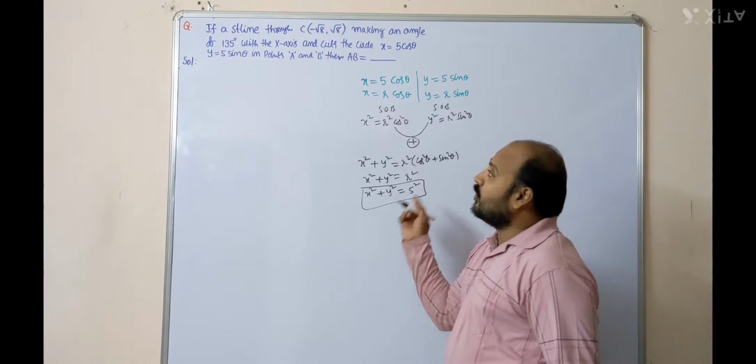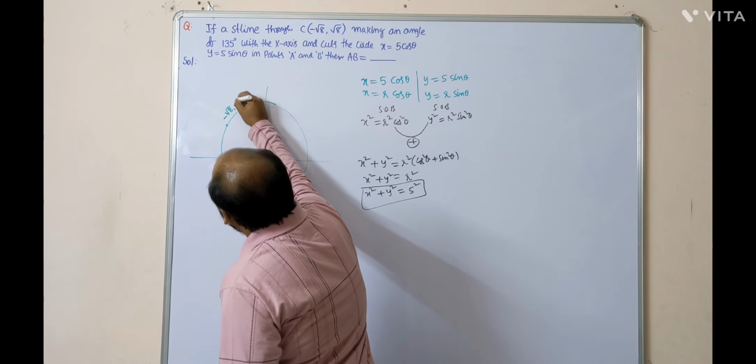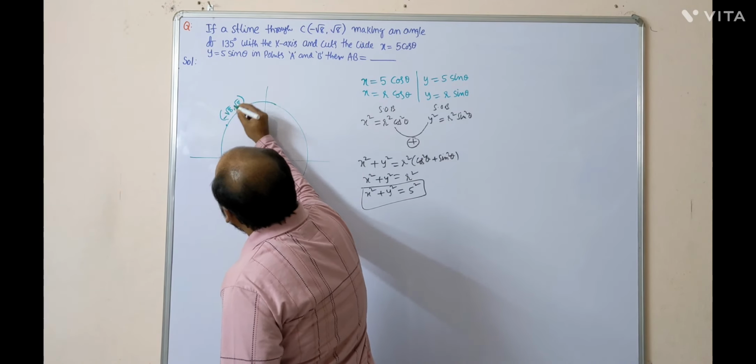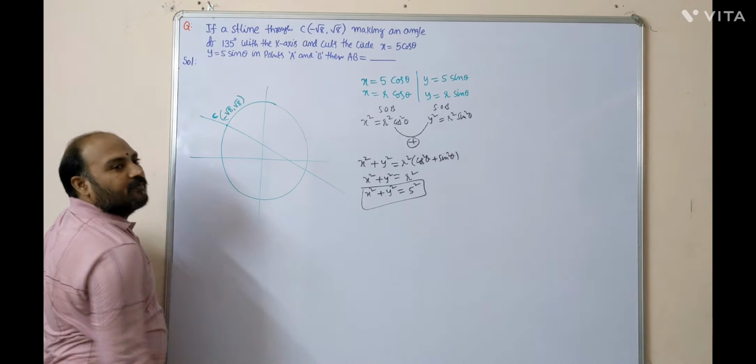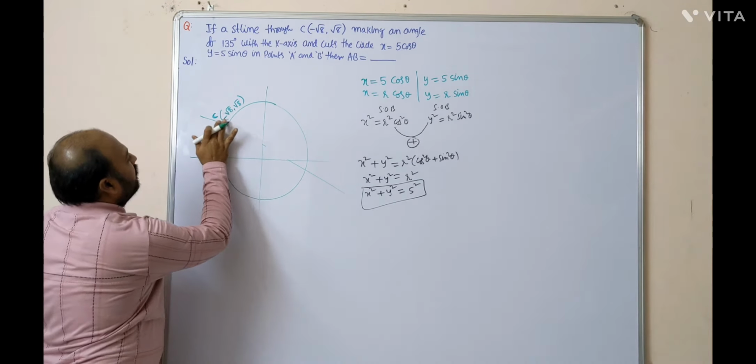If a straight line through minus root 8 comma root 8, here it will be minus root 8 comma plus root 8. The straight line through the point C. This is the point C, dear students. Like this it will be. Not an exact diagram, just a correct diagram only. You can draw like this.